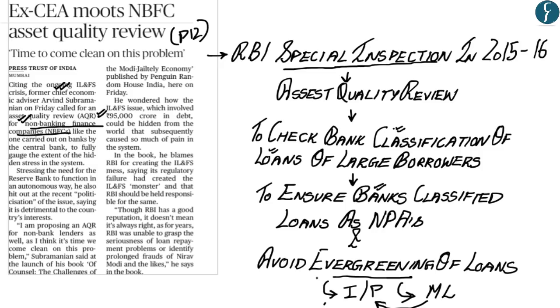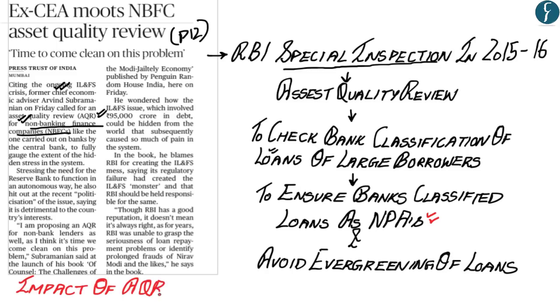And this was known as evergreening of loans, whereby a company or a corporation which continued to postpone the payment of its principal amount continued to undertake loans from different banks so as to pay back the interest of its earlier loan. And the reason the banks were doing this was so that they did not have to classify these loans as being non-performing assets. Now one of the main impacts of the asset quality review that was undertaken by the Reserve Bank of India was that it forced banks to recognize loans as being non-performing assets.